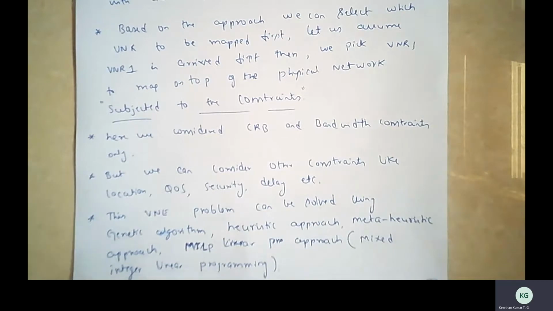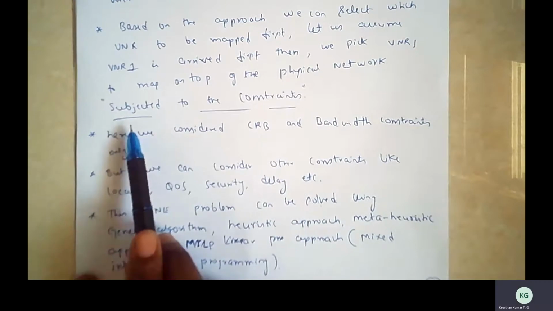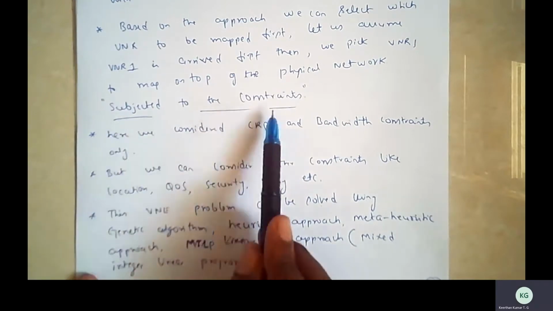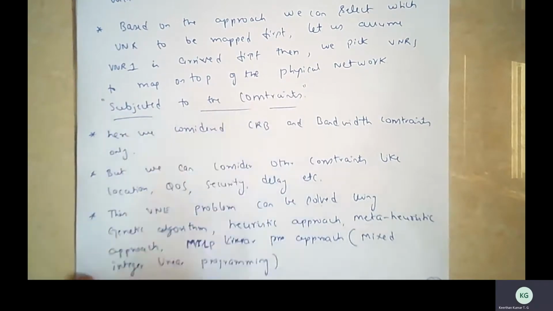So assume here I pick VNR1 as the first request to map on top of the physical network. While mapping, I need to address certain constraints. I can't simply place VNR1 on top of the physical network.